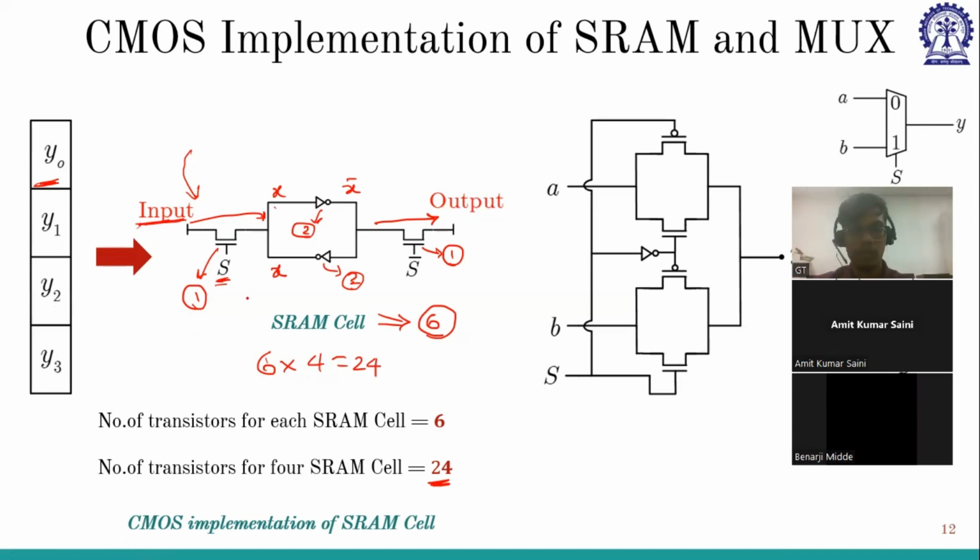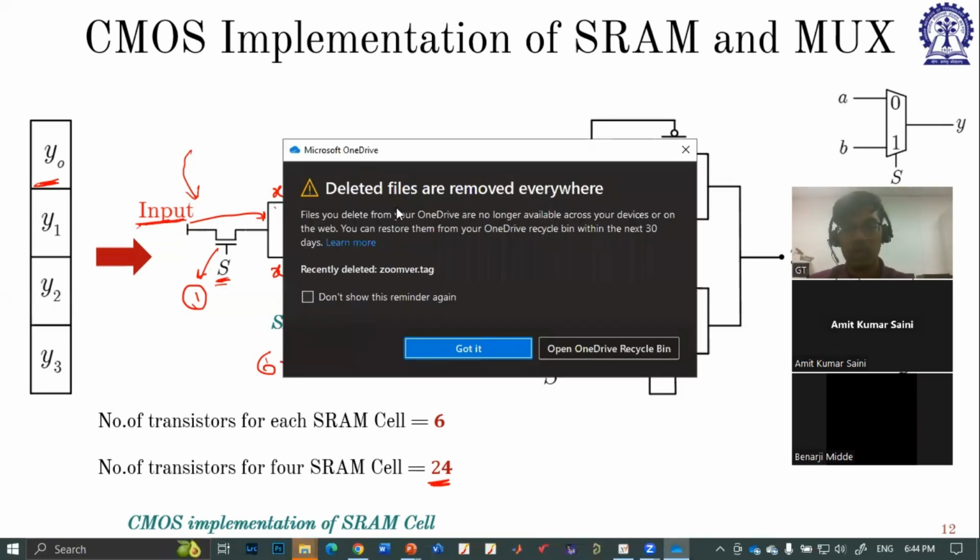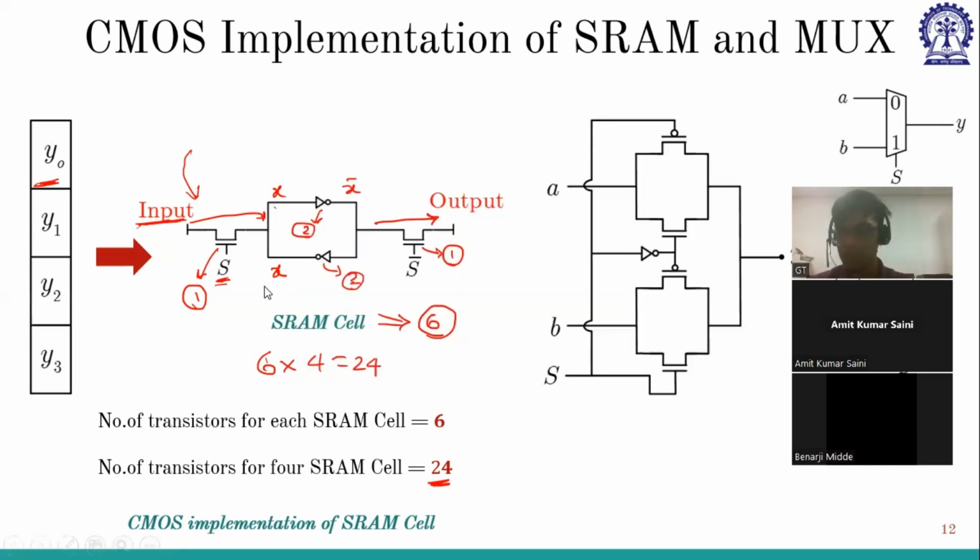Yes, but if I just give input 1, then that will be 1, and 0 and 1 will be available. If I want to give the input 0, then what will be done? Sorry, can you please repeat your question? If I want first point, hello.